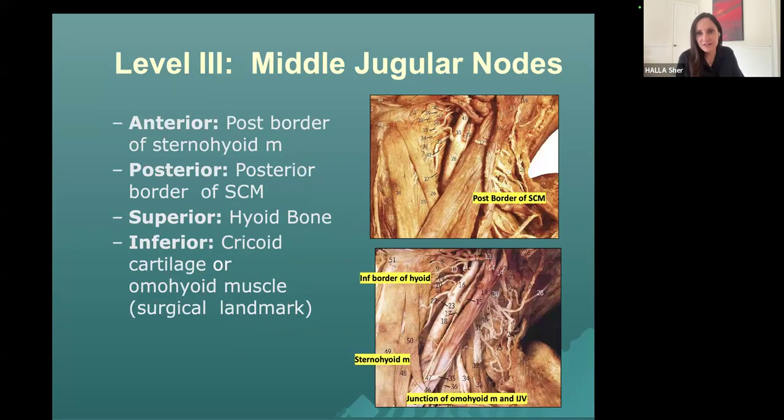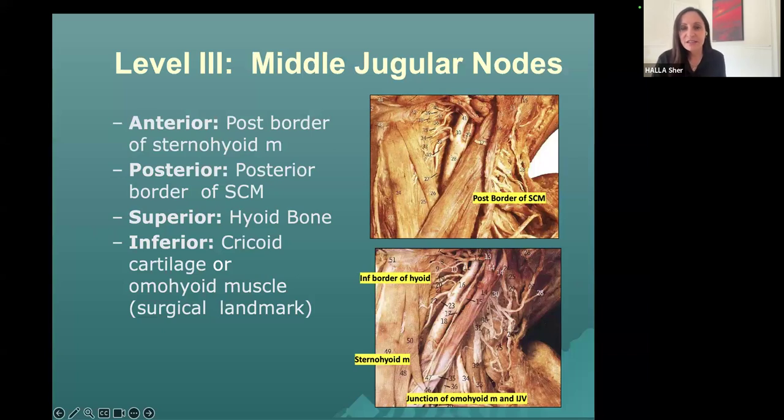Level 3, we also refer to this as the middle jugular lymph nodes. The anterior border of level 3 is the posterior border of the sternohyoid muscle, which we see here. This is the sternohyoid muscle. So the anterior border of level 3 is here. The posterior border of level 3 is the posterior border of the sternocleidomastoid muscle, which we see here.